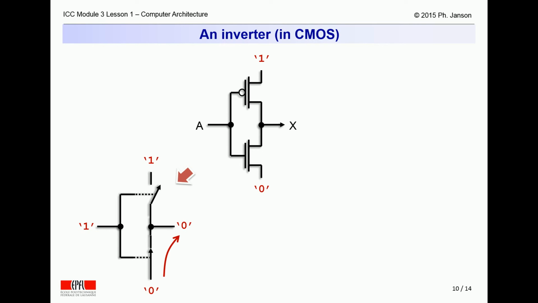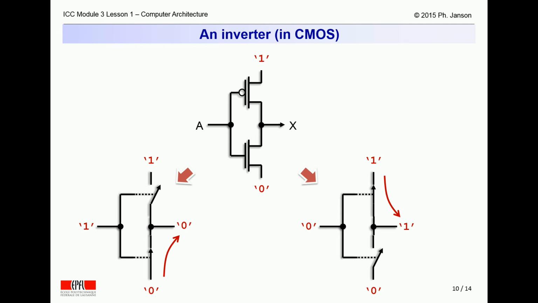The bottom left of this slide shows what happens when one applies a logical 1 to the input A. Getting the input of 1 applied to this gate, the PMOS transistor at the top of the circuit opens up. On the contrary, the NMOS transistor at the bottom of the circuit closes, thus connecting the logical output X to the ground, which is a logical 0.